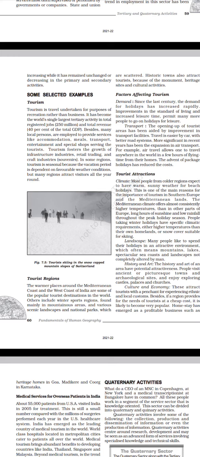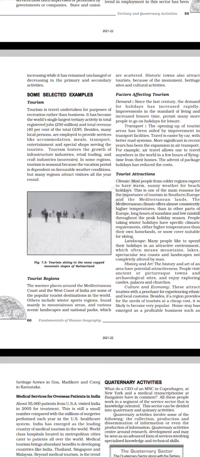Souvenirs. In some regions, tourism is seasonal because the vacation period is dependent on favorable weather conditions, but many regions attract visitors all the year around. Take a look at figure 7.5. Tourists skiing in the snow-capped mountain slopes of Switzerland.